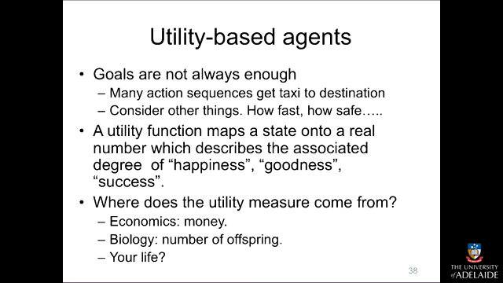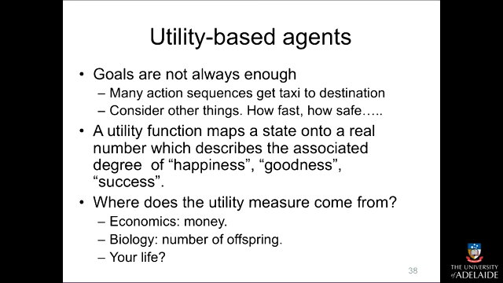Utility-based agents recognise that goals are not always enough, particularly when we've got an uncertain environment. We might have many action sequences to get our taxi to a particular destination, and perhaps we want to consider other things. How fast we get there, how much fuel we use, how safe it is to get there, and so on. So a utility function maps a state onto a real number which describes the associated degree of success or goodness, or if you want to think about it as happiness of the agent.